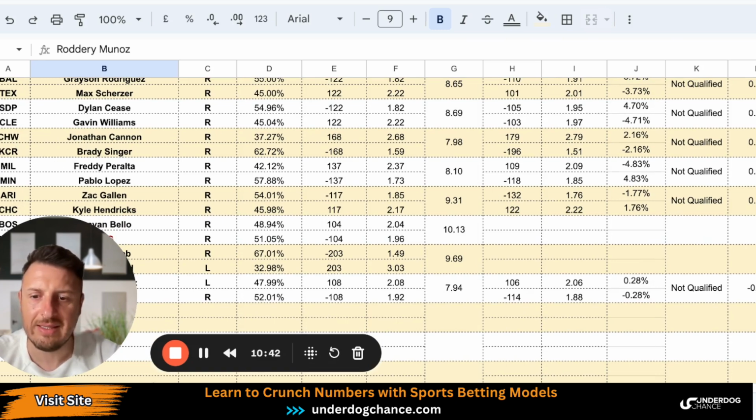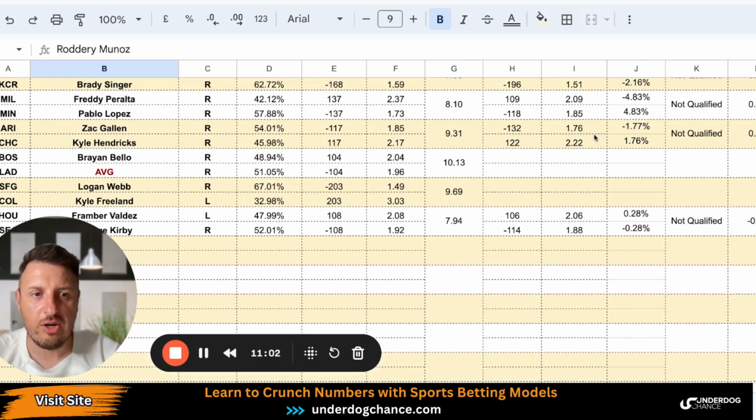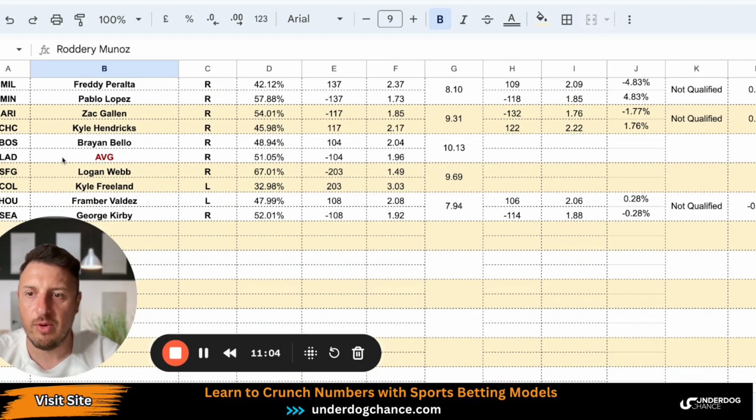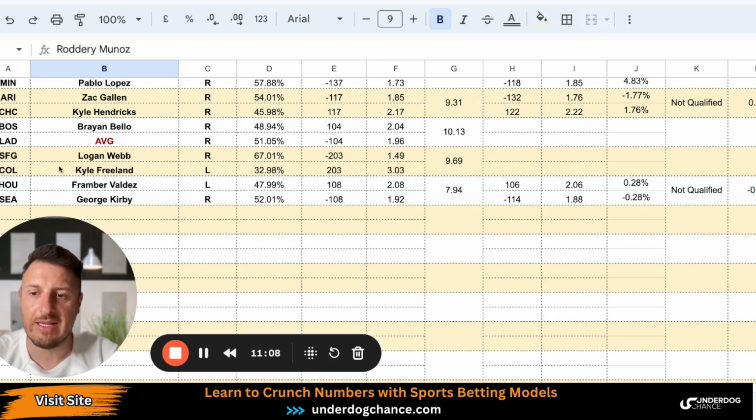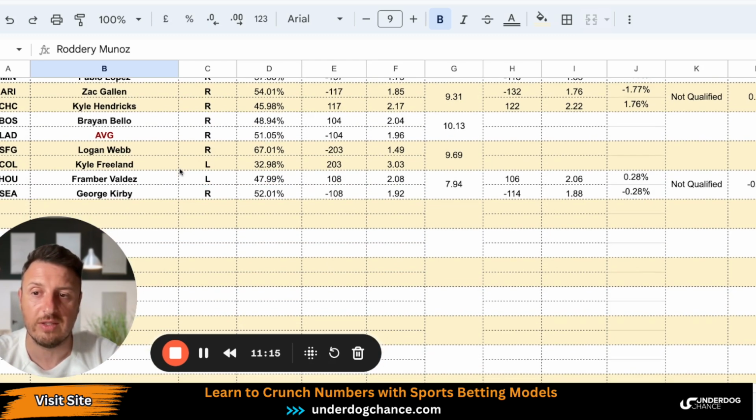White Sox against Kansas, no value. Arizona, Chicago Cubs, no value. Boston, Dodgers, we have a league average pitcher, so I skip this game. San Francisco against Colorado, we still don't have the odds, but those are my projected odds: minus 203 on San Francisco and Colorado plus 203. Houston, Seattle, I don't see value. Okay, so those are all my projected odds.